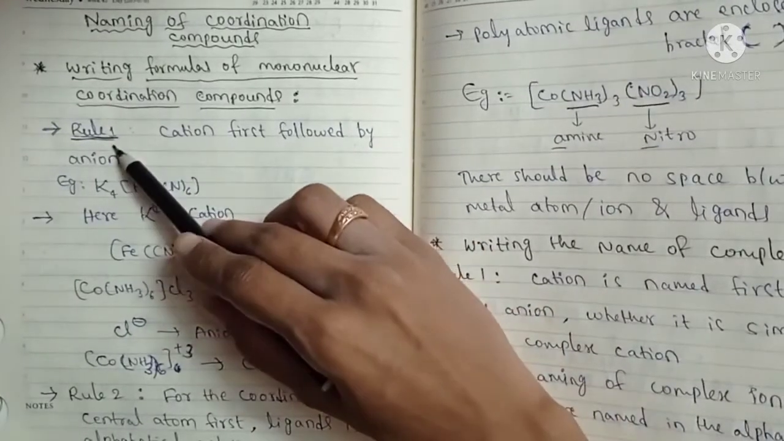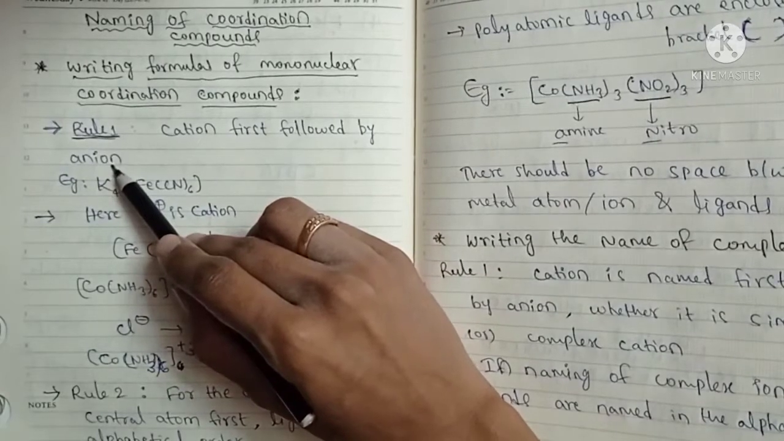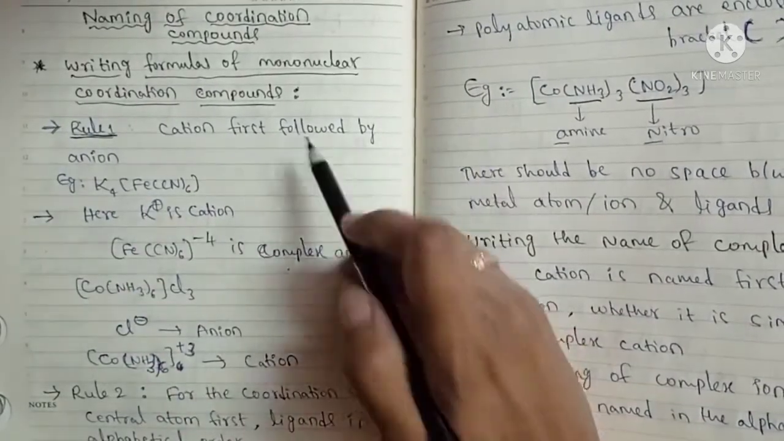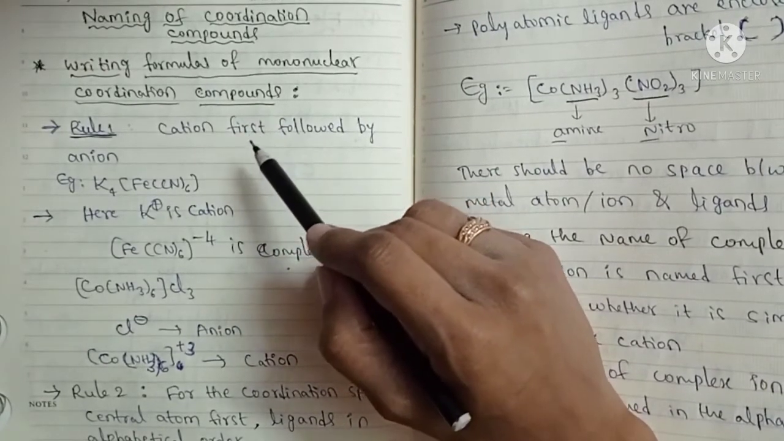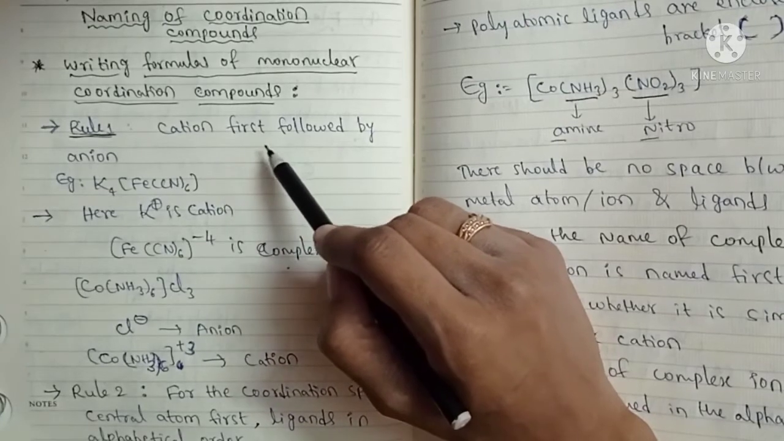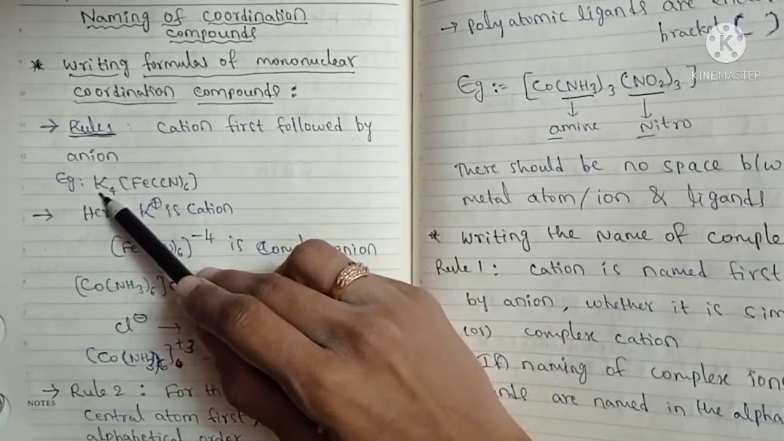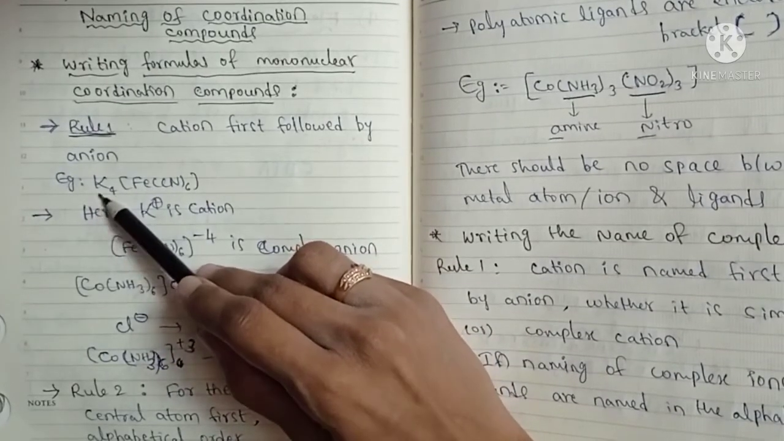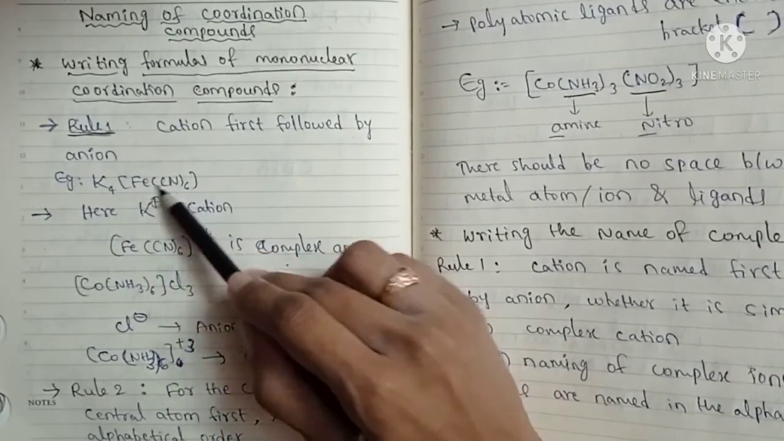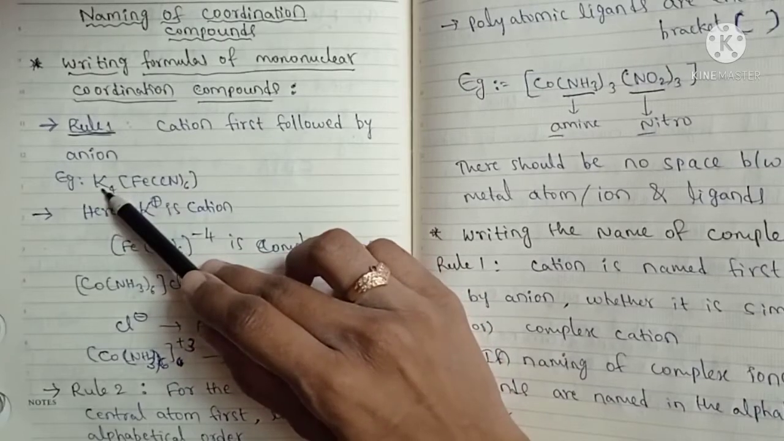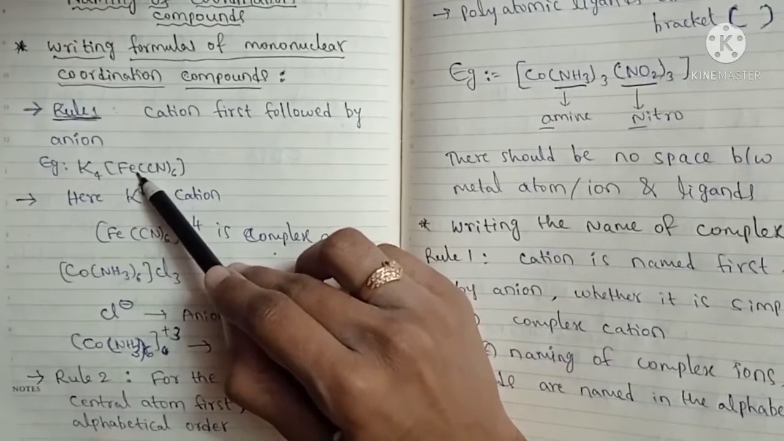Let us see. The first rule is cation first, followed by anion. In writing the formula of a coordination compound, we first write the formula of the cation and then the anion. For example, K4[Fe(CN)6]. We have written potassium first, K4 in the formula. This is the cation and this is the complex anion. First we have written the cation and then the anion in the formula. So this is the rule.